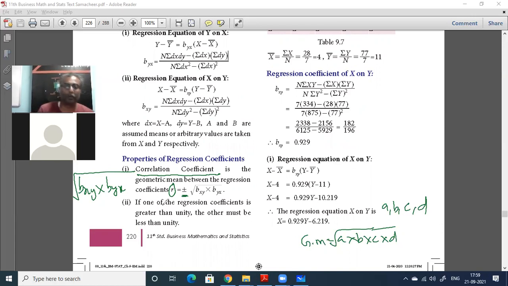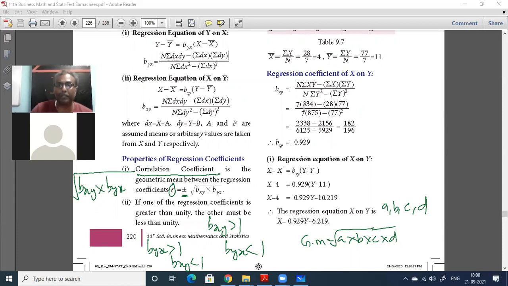Then one more: if one of the regression coefficients is greater than unity, the other must be less than unity. Suppose b of xy is greater than 1, then b of yx will be less than 1. Or if b of yx is greater than 1, then b of xy will be less than 1. That is the second property. Very easy to remember.